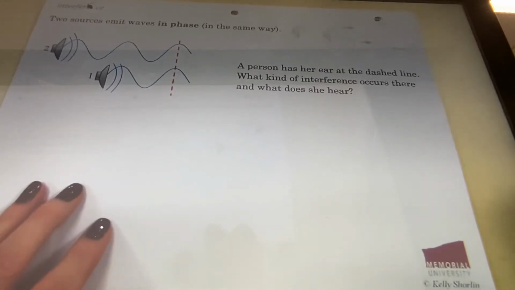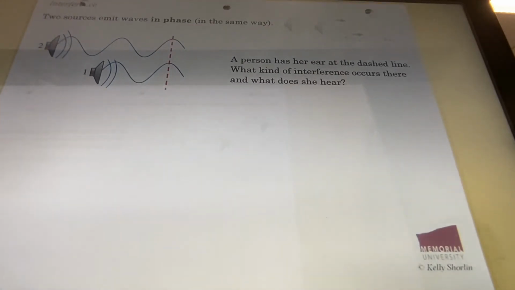We're going to come back to interference. Well, I guess we've been talking about it all along, but we're going to look at it now in a new way. Let's say that we have two sources, and they're going to emit sound in phase.